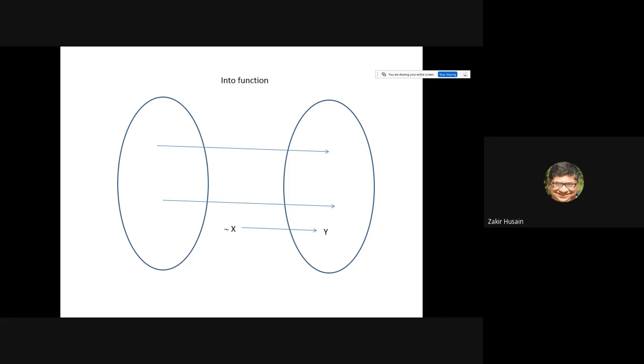Can you give an example of an into function? Yes, can I answer? Am I audible? Yes. So can we make a function from a set of whole numbers to a set of natural numbers? So 0 is included in the range and it will be included in the domain. No, I don't get you. How does it become an into function?